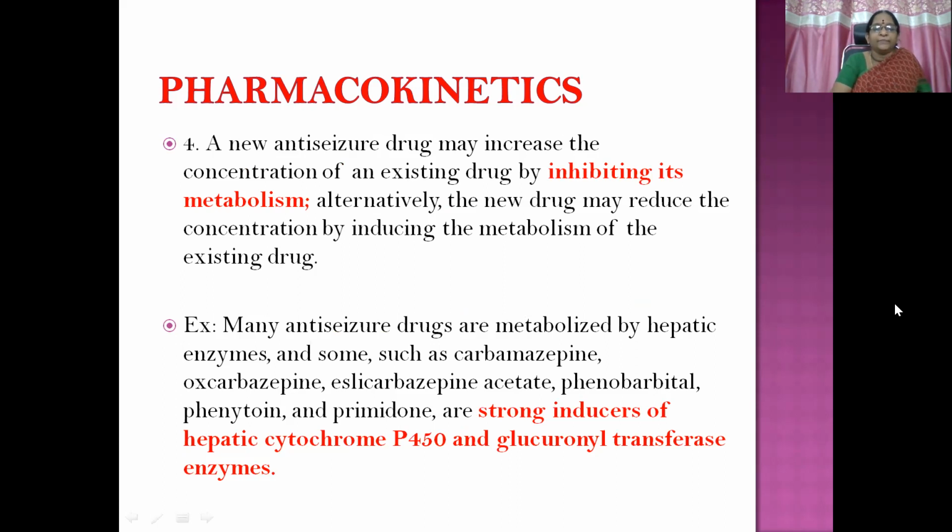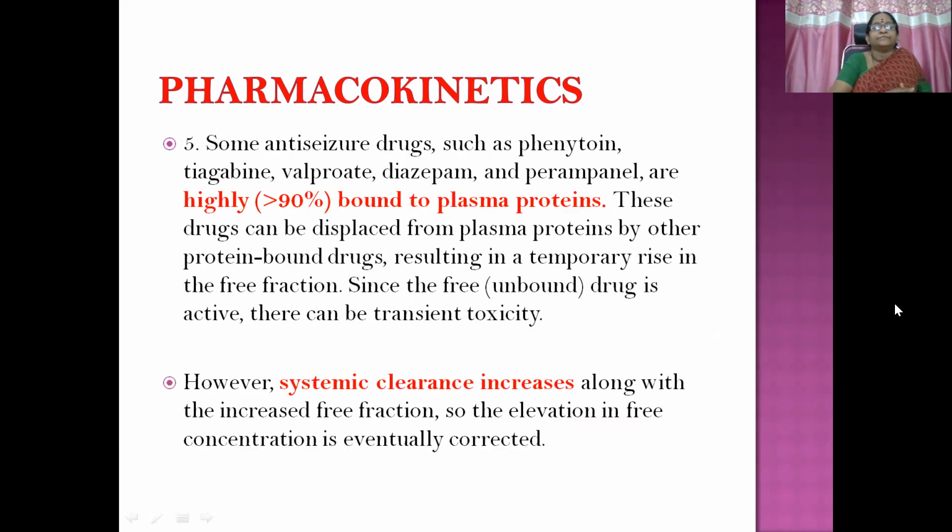Many anti-seizure drugs are metabolized by hepatic enzymes, and some such as carbamazepine, oxcarbazepine, eslicarbazepine acetate, phenobarbital, phenytoin, and primidone all come under strong inducers of hepatic cytochrome P450 and glucuronide enzymes, inducing the metabolism of other anti-epileptic drugs and also other drugs that the patient is taking for other comorbid diseases.